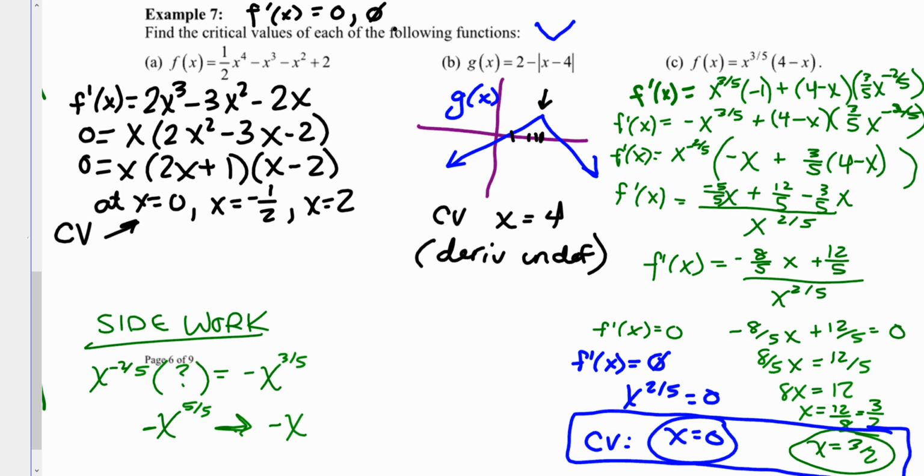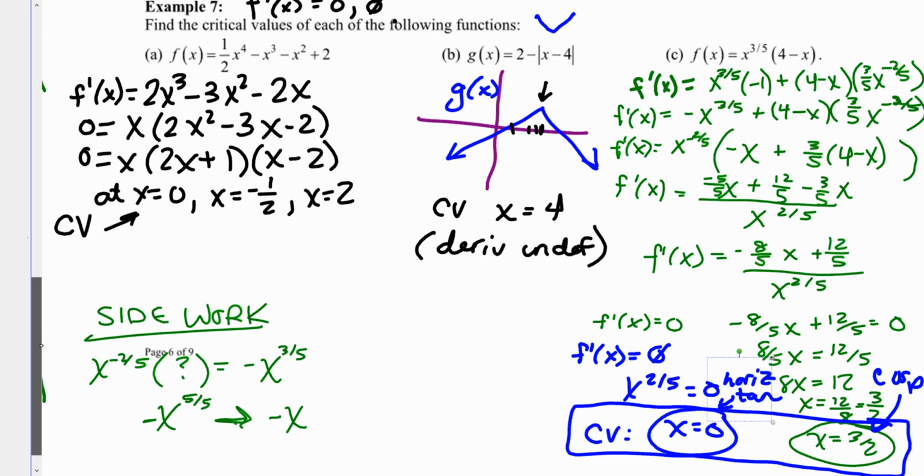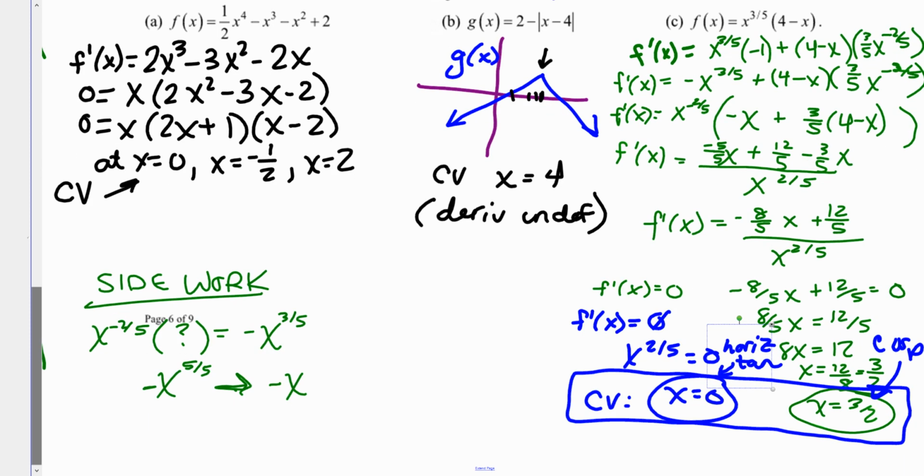And if you look at the graph of this, go ahead and grab your calculator. This is where we have a horizontal tangent line, where the derivative is equal to 0. And this is where we have a cusp, so our derivative's undefined there. So these are two of our critical values, and when we plug them into our function, they might be our absolute mins or maxes.